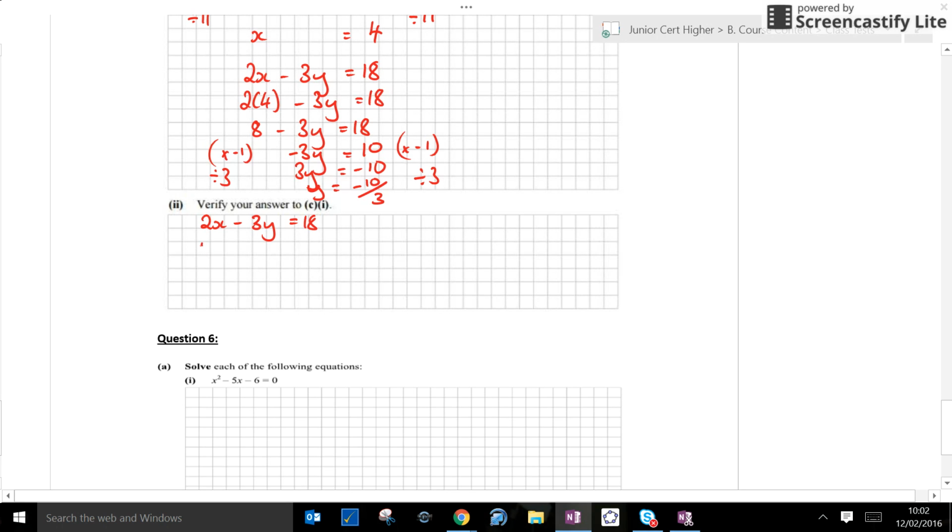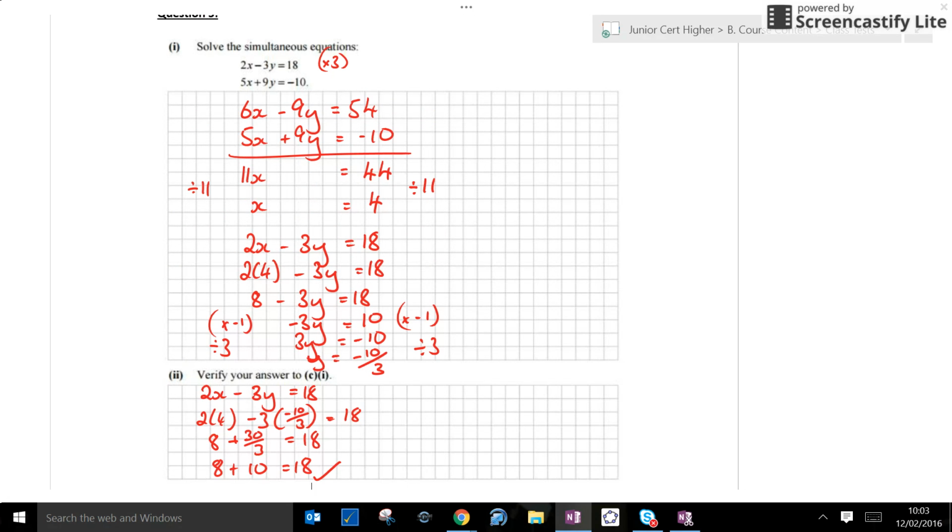Well, 2x, 2 by 4, minus 3 by minus 10 over 3 equals 18. Let's check if that's correct. 2 4s are 8, minus 3 by minus 10 over 3 gives us minus minus 30 over 3, positive 30 over 3, should I say, equals 18. 30 divided by 3 is 10, so that's 8 plus 10 equals 18. So therefore, we've shown that it satisfies equation 1.